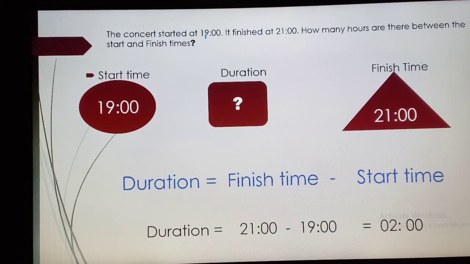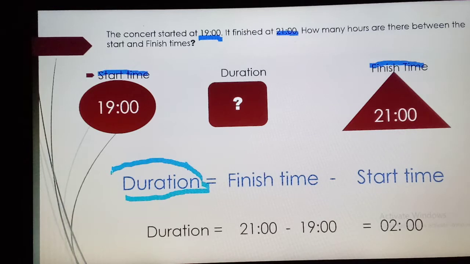We know the starting time, that is 19 hours. So starting time is 19 hours. And we know the finish time, that is 21 hours. So the finish time is 21 hours. We want to find the duration. We are going to find the duration, the time between the start and the finish time.